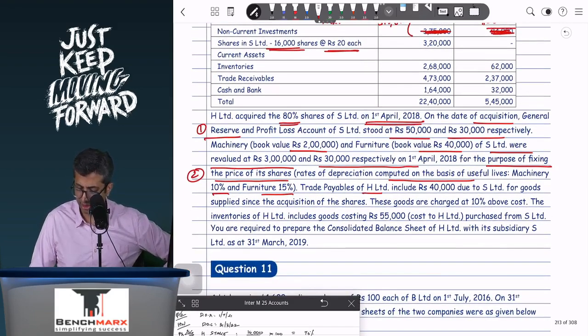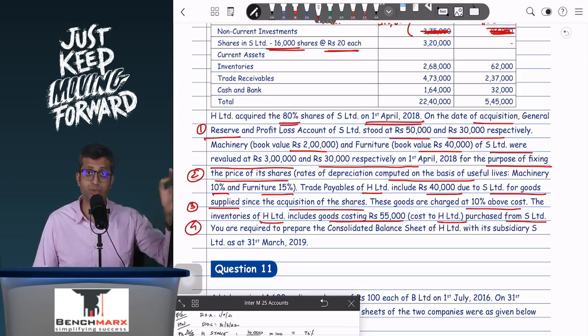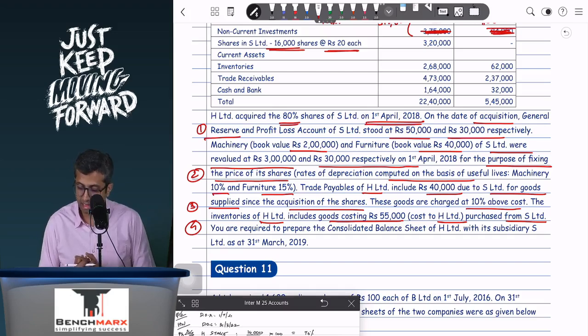Trade payables of H include 40,000 due to S for goods supplied since the acquisition of shares. So there's an intercompany trade receivable, trade payable adjustment, and these goods are charged at 10% above cost. The inventories of H include the goods costing 55,000, which is a cost to H, purchased from S. So this is an unrealized profit on upstream sale. This is upstream because I think S has sold goods to H.